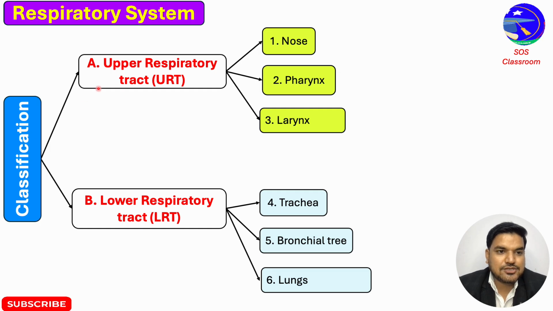Okay, so the classification is into two parts, that is the upper respiratory tract and lower respiratory tract. The URT is again divided into three parts. First is the nose, second is the pharynx, and third is the larynx. And the lower respiratory tract, that is LRT, is divided into three: trachea, bronchial tree, and lungs. So first of all, let's discuss the URT, and the first part is the nose.